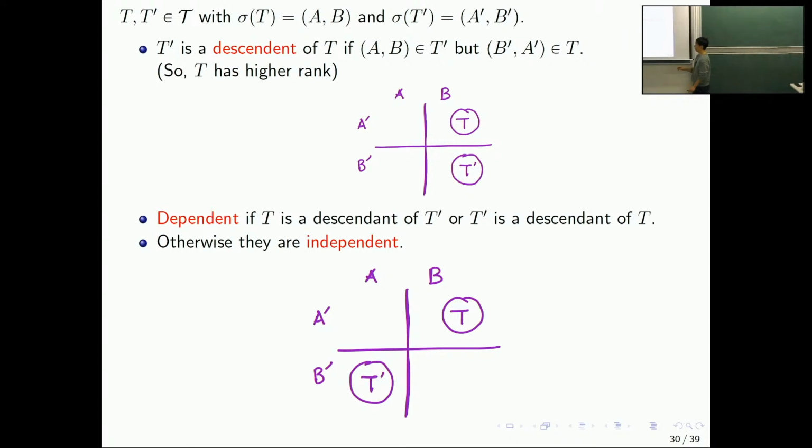In the case of independent, the picture always looks like this. The separation for T does not contain T prime, and the separation for T prime does not contain T. So they should lie like this.